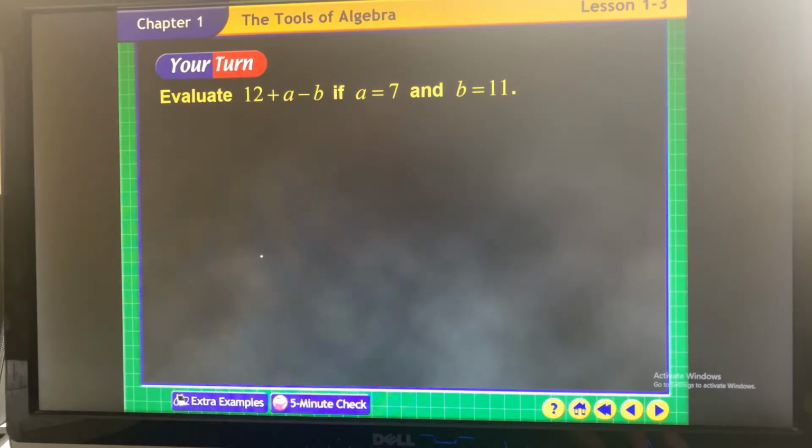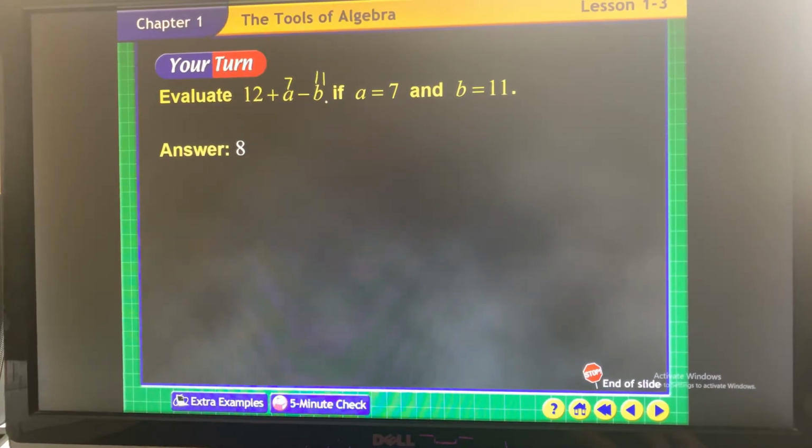Same process with this. I'm going to substitute the 7 in for A and the 11 in for B, and you'll get an answer of 8. So 7 goes here and 11 goes here. In order of operations, I just go from left to right because it's addition and subtraction.